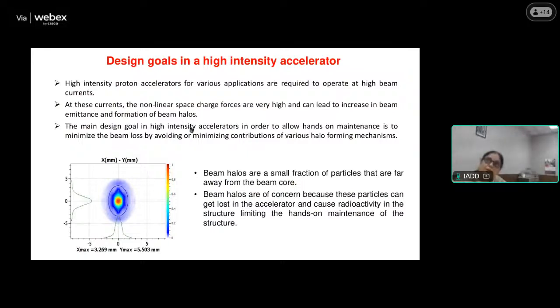So the main design goal in any high intensity accelerator is to allow hands-on maintenance, which requires minimizing the beam loss by avoiding or minimizing any contributions of various halo forming mechanisms. Now what is beam halo? If you see the beam, they are a small fraction of particles that are away from the beam core. These particles go far away from the beam core, and they can get lost in the accelerator, activating the structure of the accelerator and limiting hands-on maintenance of the structure.